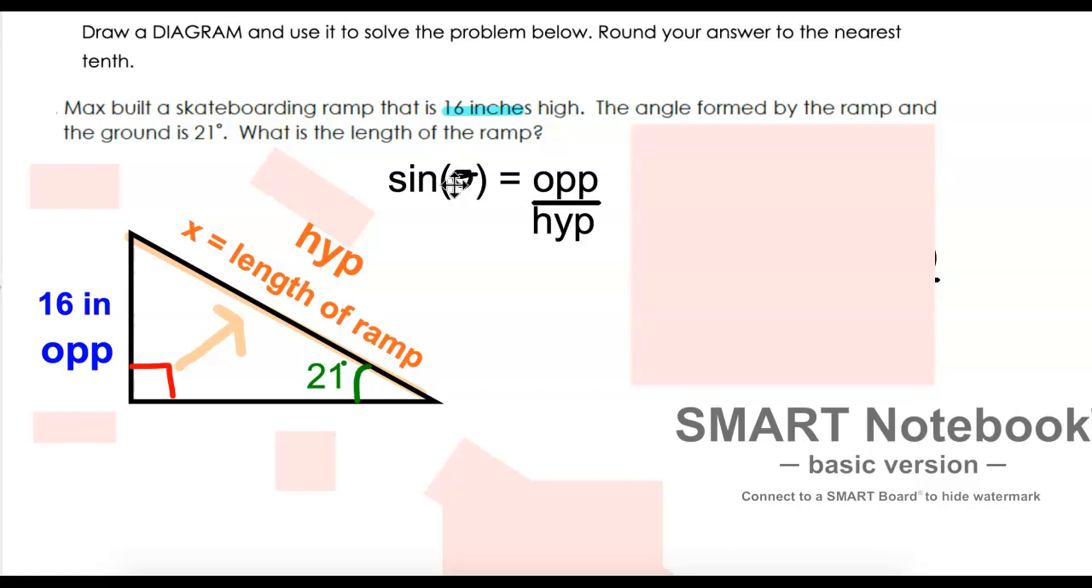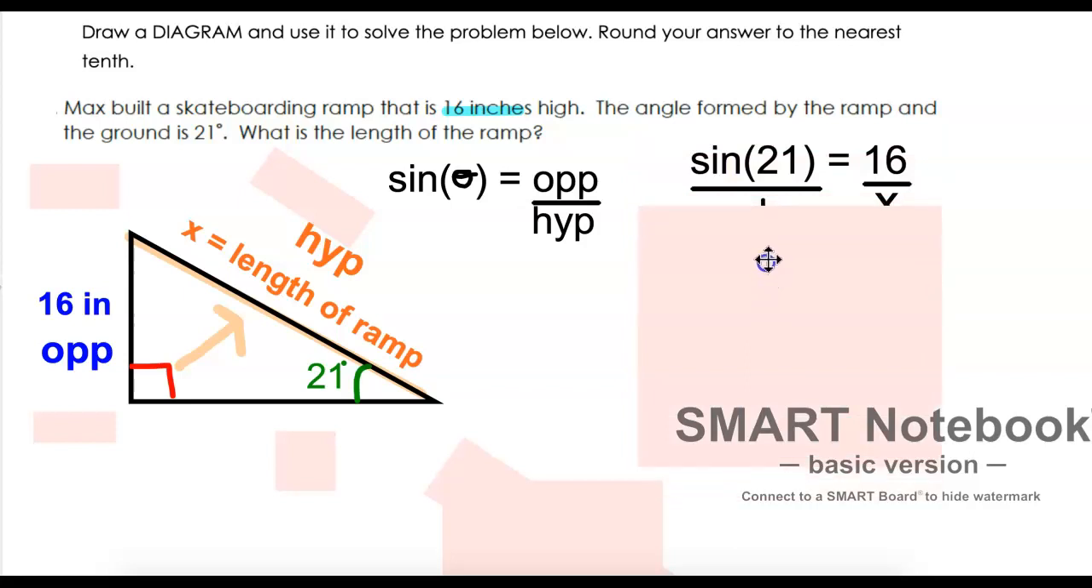Once we've determined which ratio we're going to use, now we're going to substitute in the information we know and solve for the information that we don't know. So we already said 21 is our reference angle. 21 degrees is our theta. So we know that the sine of 21 degrees is going to be equal to the opposite side, which is 16, over the hypotenuse, which is x.